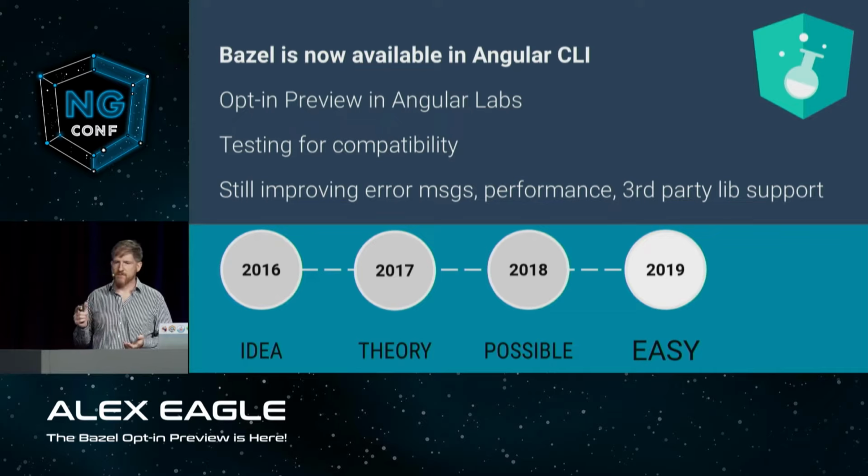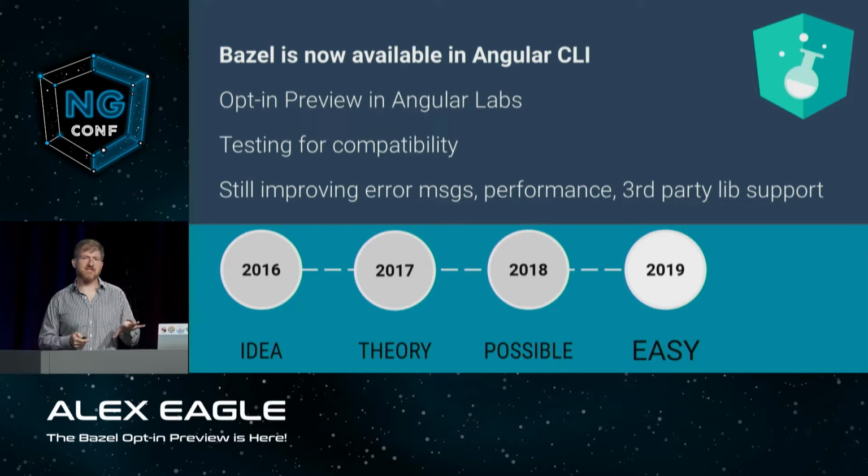Just like Ivy, what we really want to learn is how compatible we can make Bazel with your existing app and the toolchain that you use. And we know that it has some issues still. We have error messages that are hard to understand. The performance isn't where we want it to be yet. Some third-party libraries, we still have to do some shimming to support them. But for the most part, we think this now fits in the easy category, where you can go try this. And so the question is, should you go try this? And probably not all of you.